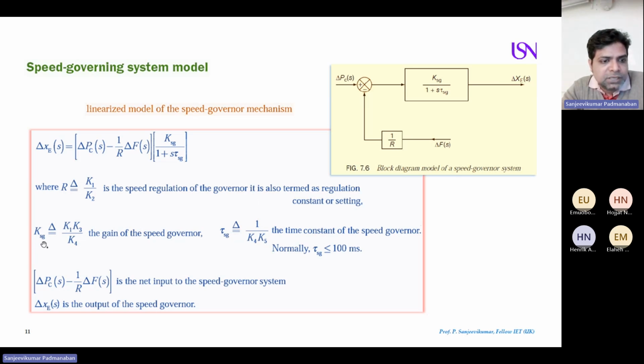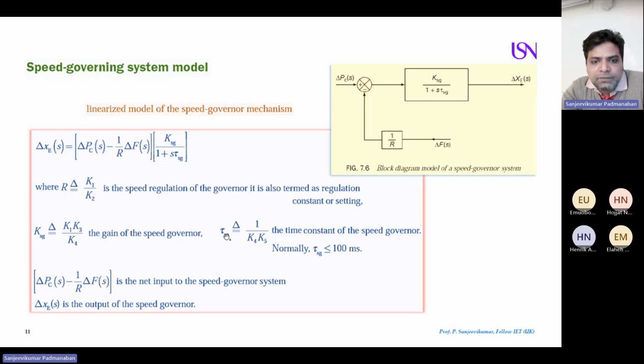And what is KSG? KSG is nothing but K1, K3 divided by K4. And all these K1, K3, and K4 are the gain values of your complete generation unit system. All these can be combined in tau SG, which is the time constant of your synchronous generator system, equivalent to 1 divided by K4, K5. Obviously, the value for tau SG practically will be less than or equal to 100 milliseconds.